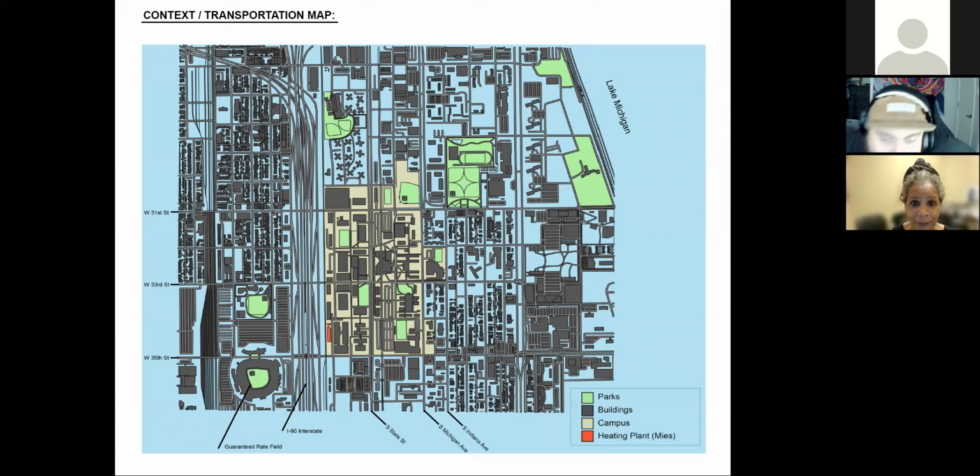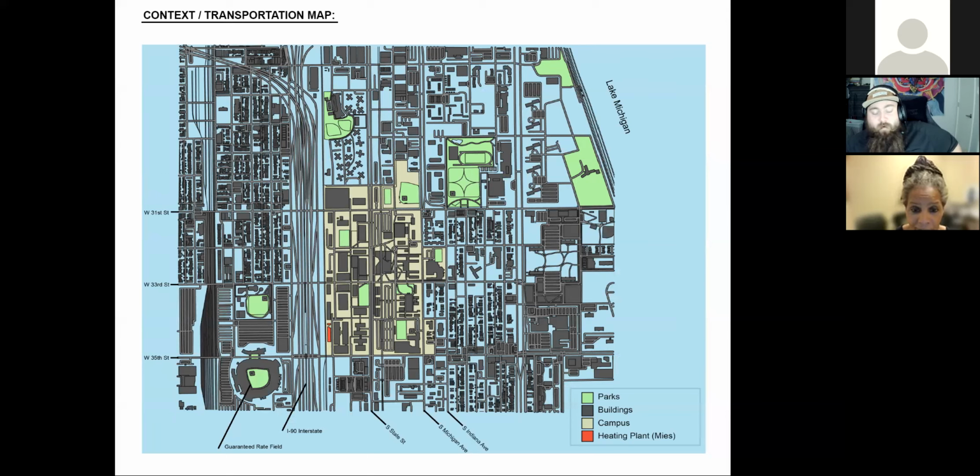So this is the modern day context and transportation map. The last slide that you saw ended in the 80s, so you can see how this currently looks in modern day. The important features of this map are the campus, which is highlighted in yellow, the rest of the city, which is blue, the parks, which are green, and our building, the heating plant, which is highlighted in red. You can see on the left side and the bottom the main streets that intersect the campus, as well as the interstate and the baseball field, which I felt contextually was important enough to include in the map. And of course, Lake Michigan on the far right side.